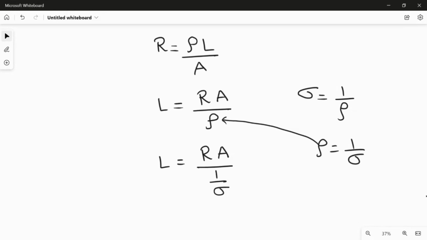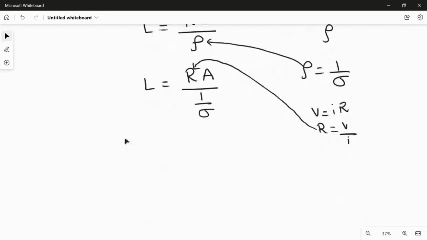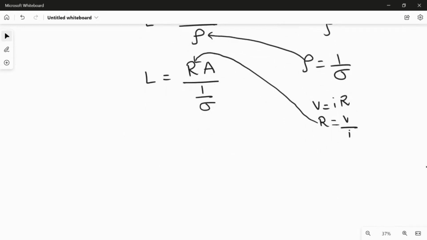And also, we don't have the information about the resistance. So for that, I'm going to use the relation from Ohm's law. V is equal to IR. Therefore, R is equal to V over I. I'm going to take this R and substitute it here. If you substitute, this equation will be modified again as L is equal to, in place of R, I substitute V over I, multiplied by A, and the sigma will go to the top, right? Multiplied by sigma. Clear?